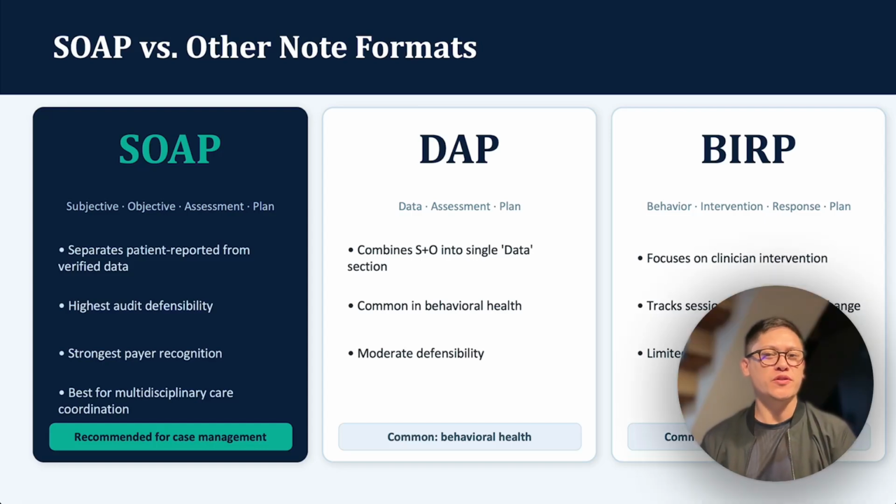SOAP remains the most defensible format for medical and multidisciplinary care coordination settings. It has the clearest payer recognition, the strongest alignment with billing documentation requirements, and the most explicit separation of patient-reported versus clinician-verified information. If your organization is evaluating documentation formats, SOAP is the standard to anchor to, with format variations adapted to your specific care setting.